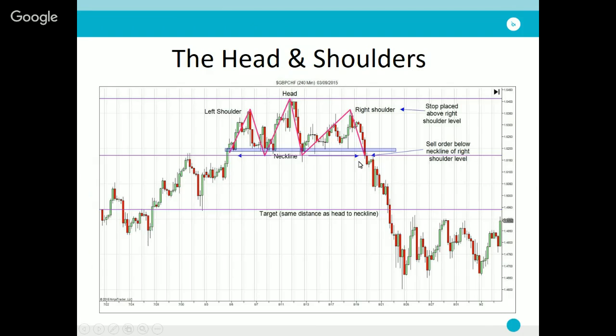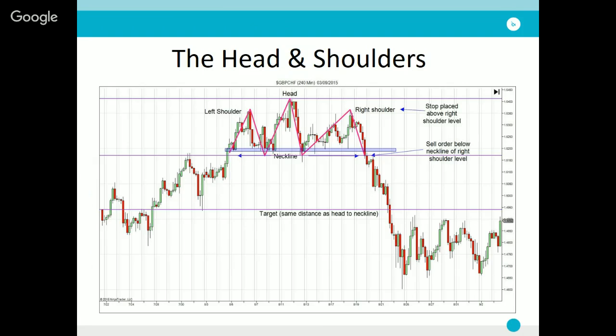We look to sell a break of the neckline, and our stop goes above the right shoulder, and we're targeting a distance which is equal to the distance between the neckline and the head. So let's say that from the head to the neckline is 100 pips, and we get in here, we're targeting 100 pips to the downside with our stop just above the right shoulder. And obviously you can play for more, you can play for less, it depends on how you manage it. But these are sort of like the basic outlines of how you would look to trade this pattern.